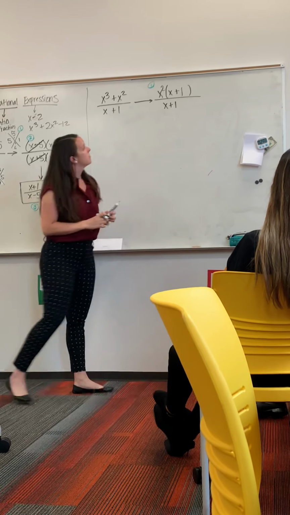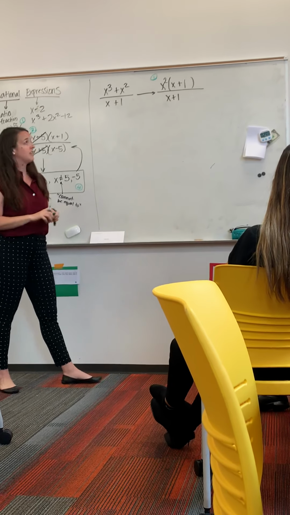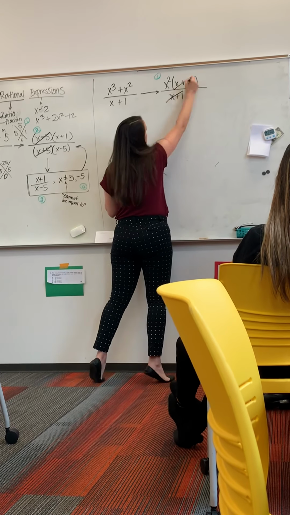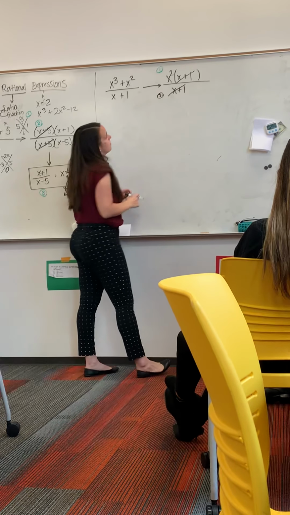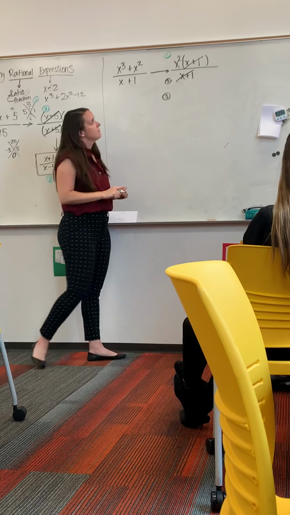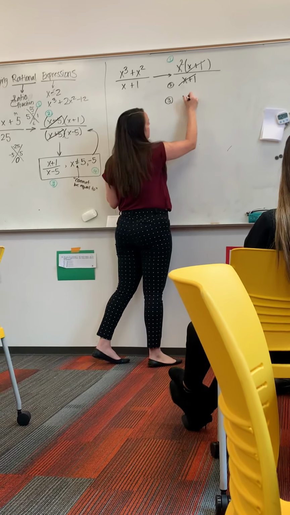What's step 2? You have to cross out. Cross out. Do I have anything like that? Yes. What are they? x plus 1. x plus 1, x plus 1. Okay, that is my step 2. What is step 3? Rewrite. Rewrite the leftovers, which are what? x squared. x squared, good.